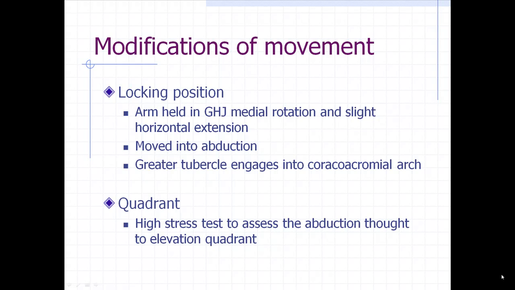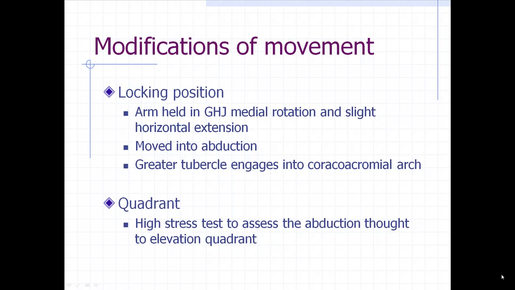When we look at modifications of movement, the first one that we talk about is the locking position, with the arm held in slight medial rotation at the glenohumeral joint and slight horizontal extension, so the subject lying supine and the arm taken out towards abduction, with the elbow slightly behind the longitudinal axis of the body. We push further into abduction. Holding the arm in medial rotation, we see the greater tubercle engaging into the coracoacromial arch. This creates pressure on the subacromial structures and impingements.